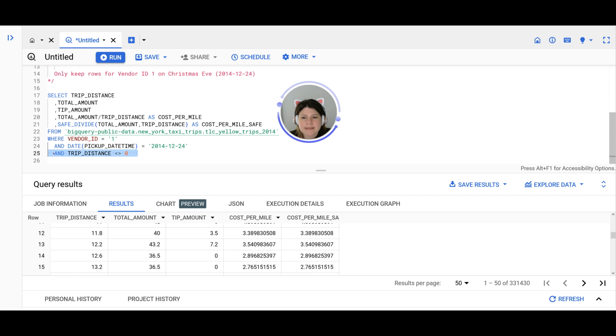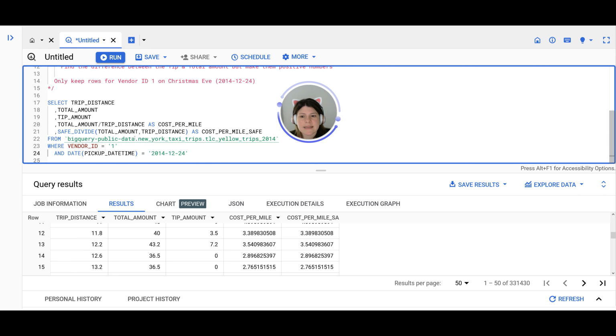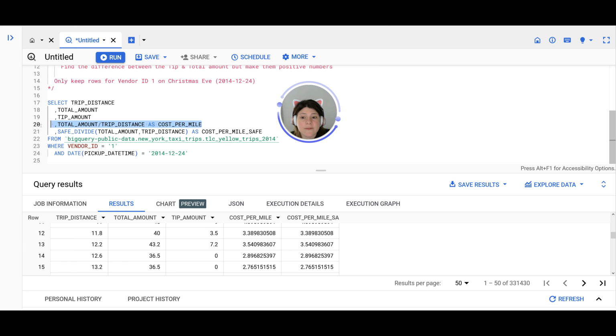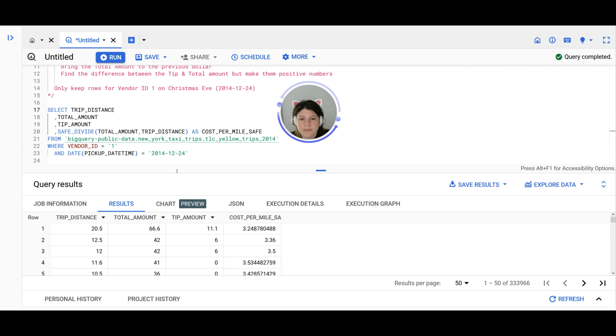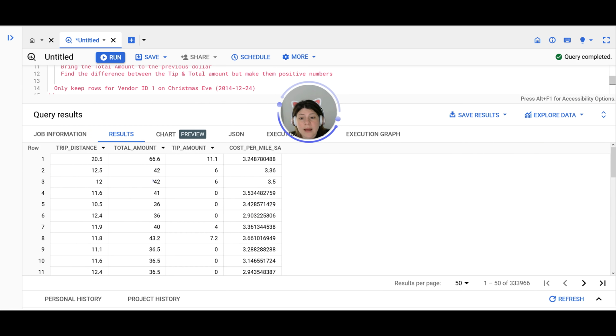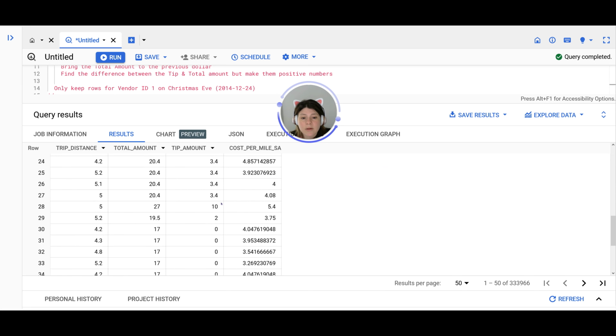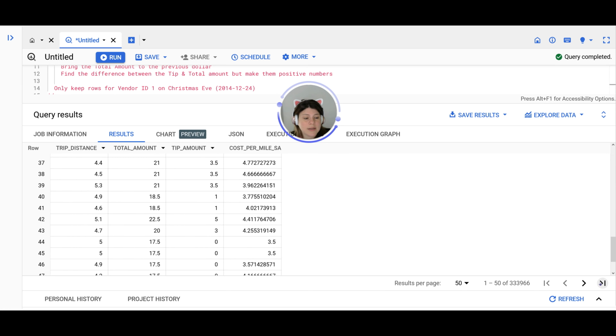But let's get rid of this condition, and let's see if our safe divide works if we allow some zeros in our trip distance. Let's see what happens. Voila. Before, we got an error and BigQuery completely crashed. But now, bam, it works just like normal.